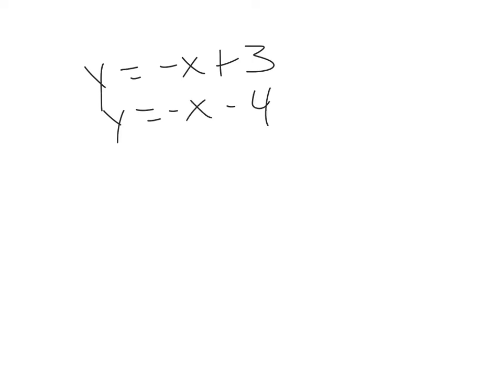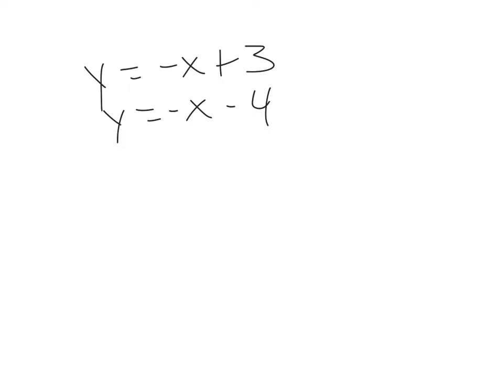Hey guys, so yesterday you had a problem where they gave you two equations, maybe something like this: y equals negative 1x plus 3, y equals negative 1x minus 4. And it would ask you to basically figure out, graph them and see where they cross. And if they cross, we call that consistent and independent, okay?